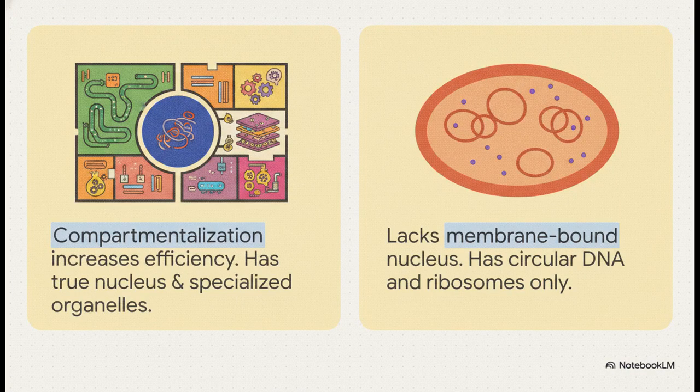Now, this factory design brilliantly illustrates why eukaryotic cells are just so advanced. By utilizing compartmentalization, basically walling off different chemical reactions into their own specialized membrane-bound organelles, efficiency just skyrockets. Contrast that with the simpler prokaryotic cell. Prokaryotes lack a true nucleus, and they completely lack membrane-bound organelles. They just rely on their circular DNA and ribosomes to get the job done.